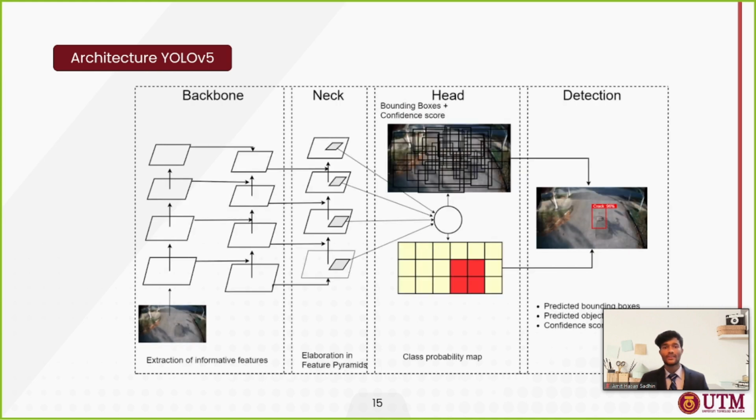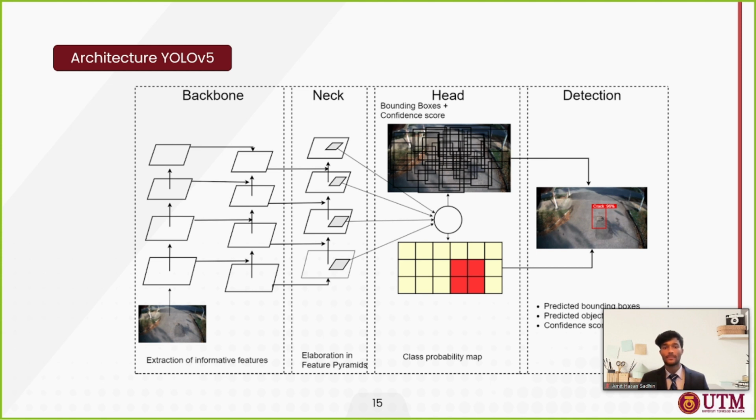Here is a detailed architectural walkthrough of YOLOv5. First, the backbone element pulls out meaningful details from input images. Next, the details are expanded into a feature pyramid by the neck component. Following that, the head section handles class probability and bounding box confidence.